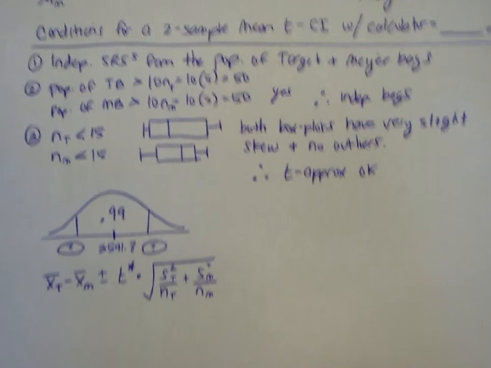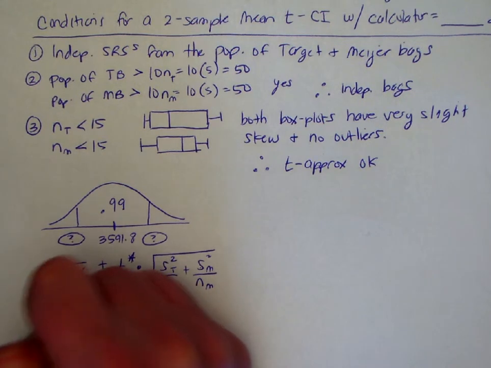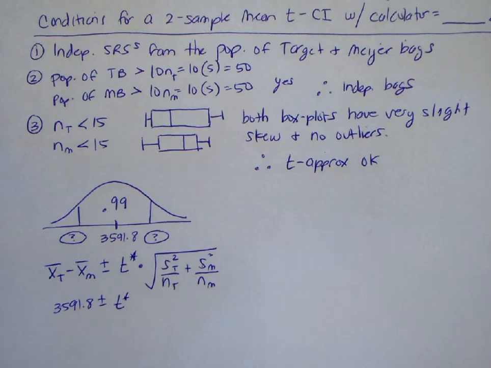Formula. Substitution. 3591.8 plus or minus. Now, the t star, normally we would be going into our Lime sheet, and I think it's page 16, and we have to find the degrees of freedom. But in this scenario, we don't know what the degrees of freedom are. We're going to get that from the calculator. And because it can't be exact, we're just going to leave the t star, we're not going to fill it in. We're just going to leave it there.